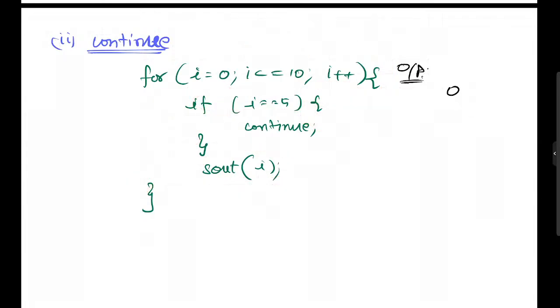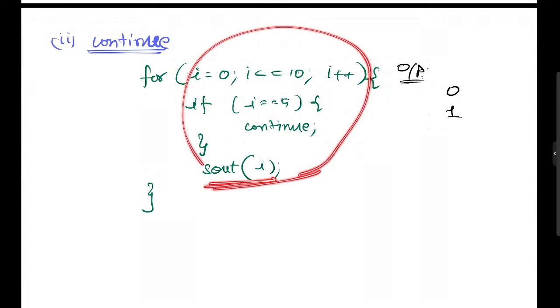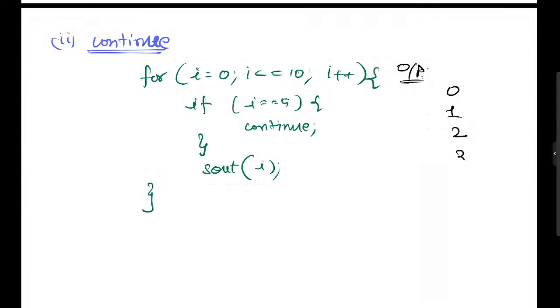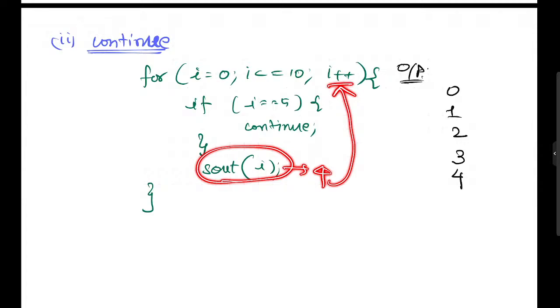Output would be 1, right? And so on. This will keep on happening, right? You will print 2, you will print 3, you will print 4, and after you print 4 here, you will go here and say I equal to I plus 1, right? I will become 5.